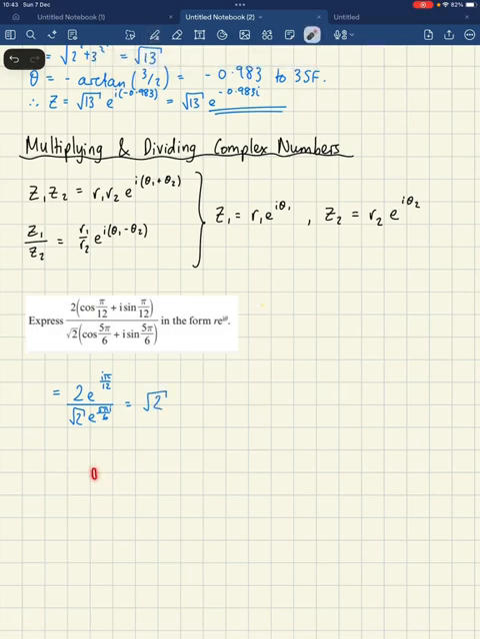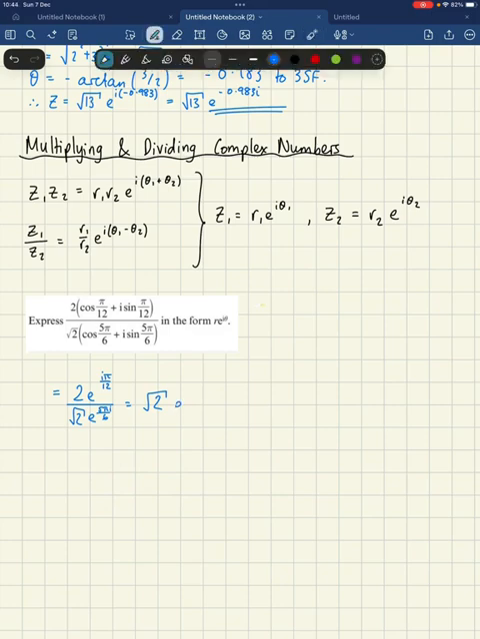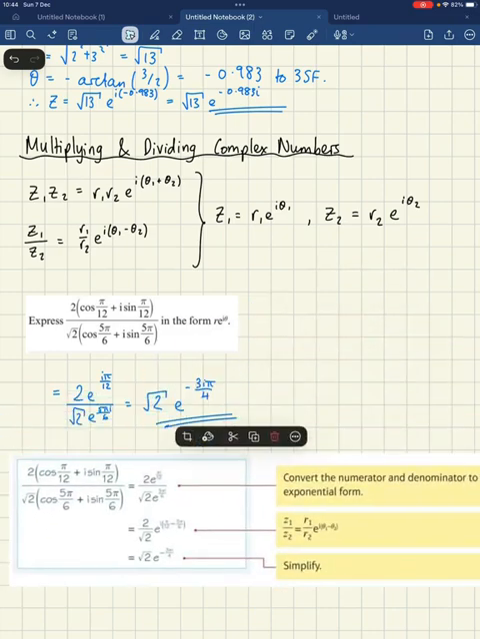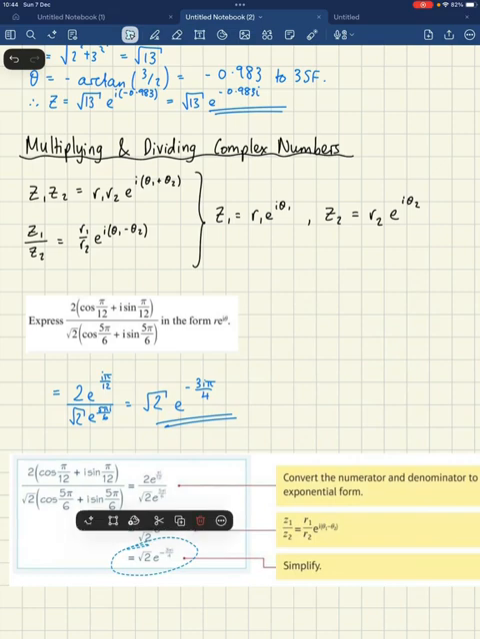And then we're going to do i pi by 12 minus 5 pi i by 6. So on your calculator you can just do pi by 12 minus 5 pi by 6. Adding the i, you're just going to get e to the minus 3i pi over 4. And there you go. Now we've also got an answer to this. Yep. Root 2 e to the minus 3 pi i over 4.